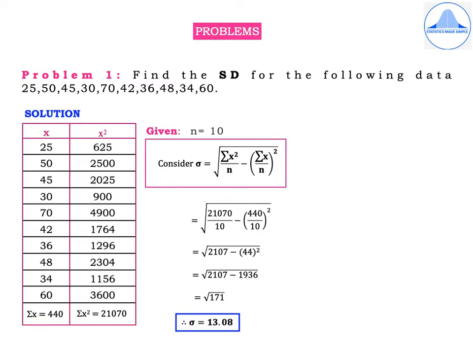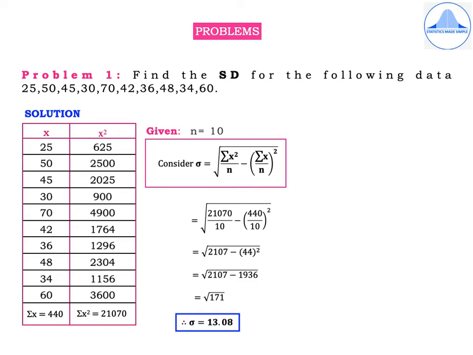Now let us find out the x squared values. So square 25, you will get 625. Similarly, when you square 50, you will get 2500. Continue in a similar manner. So you get 2025, 900, 4900, 1764, 1296, 2304, 1156, 3600, and summation x square is 21,070.